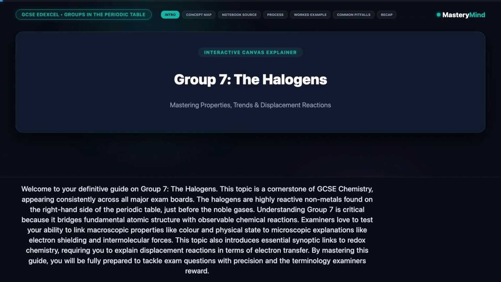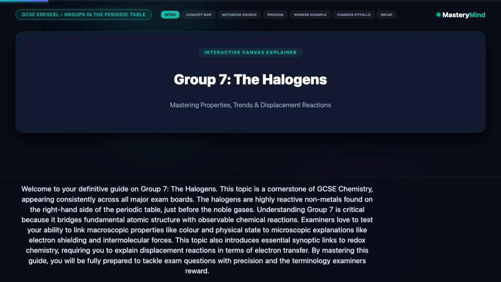Welcome to your definitive guide on Group 7, the halogens. This topic is a cornerstone of GCSE Chemistry, appearing consistently across all major exam boards. The halogens are highly reactive nonmetals found on the right-hand side of the periodic table, just before the noble gases. Understanding Group 7 is critical because it bridges fundamental atomic structure with observable chemical reactions.